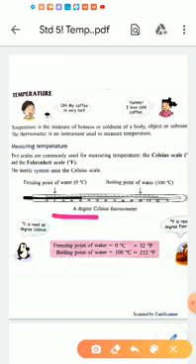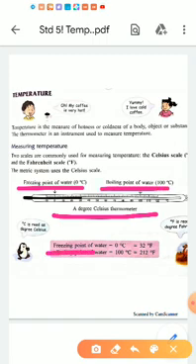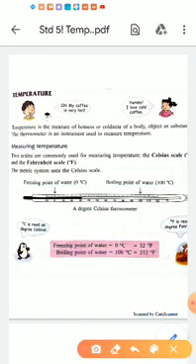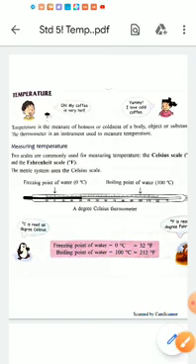Children, here you can see one thermometer on which freezing point of water and boiling point of water is shown. Freezing point of water is always 0 degree Celsius, which is same as 32 degree Fahrenheit. And boiling point of water is always 100 degree Celsius, which is same as 212 degree Fahrenheit.